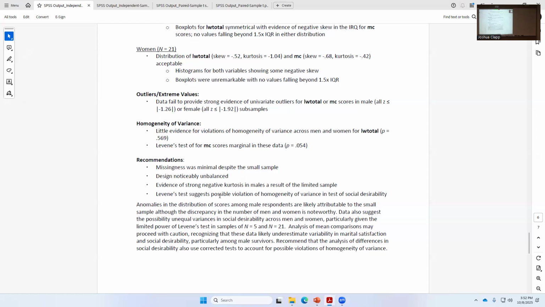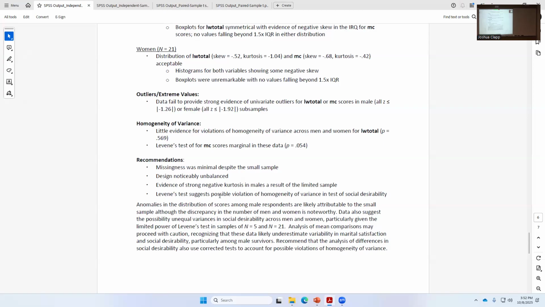Analysis, mean comparisons, but proceed with caution, recognizing that these data will likely underestimate variability in marital satisfaction and social desirability, particularly among male survivors. Why am I saying that? Because I've got 5 people, right? I certainly don't have the extreme ends of social desirability or marital satisfaction among all male survivors of motor vehicle accidents with PTSD, because I've got 5 people in there, right?